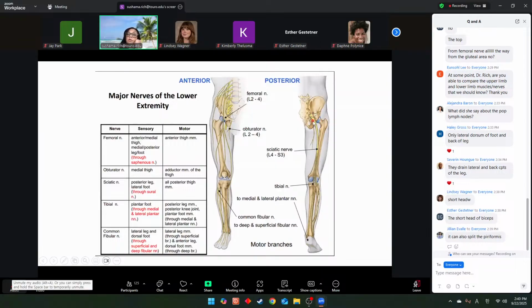He runs inferior to it, and then he's lying between the greater trochanter and the ischial tuberosity. That's why we don't want to give an intragluteal injection in this neighborhood here. They'll always ask you, where is the best place to give an intragluteal injection, which is an intramuscular injection? It's usually in the upper outer quadrant here, so you don't affect any nerves.